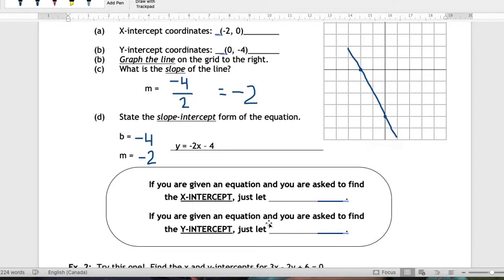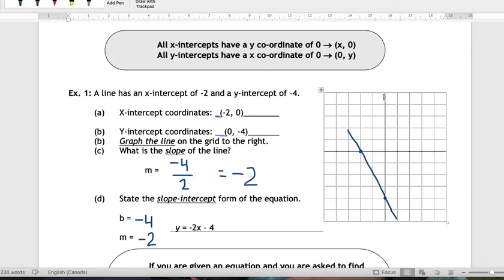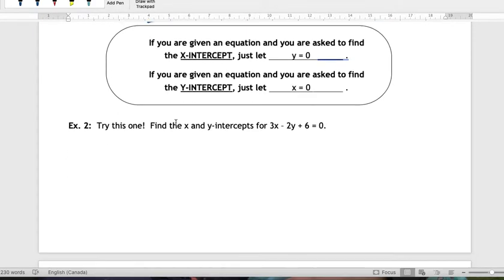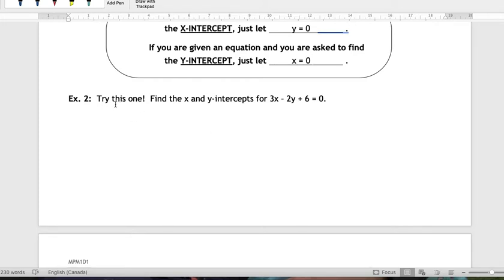If you are given an equation and you are asked to find the x-intercept, you would just let y equal 0 and solve. If you are asked to find the y-intercept, just let x be 0. That's where this is coming from up here. If you substitute 0 in for y, you are solving for your x-intercept. If you substitute 0 in for x, you will be solving for your y-intercept. So let's try this one. Find the x and the y-intercept.